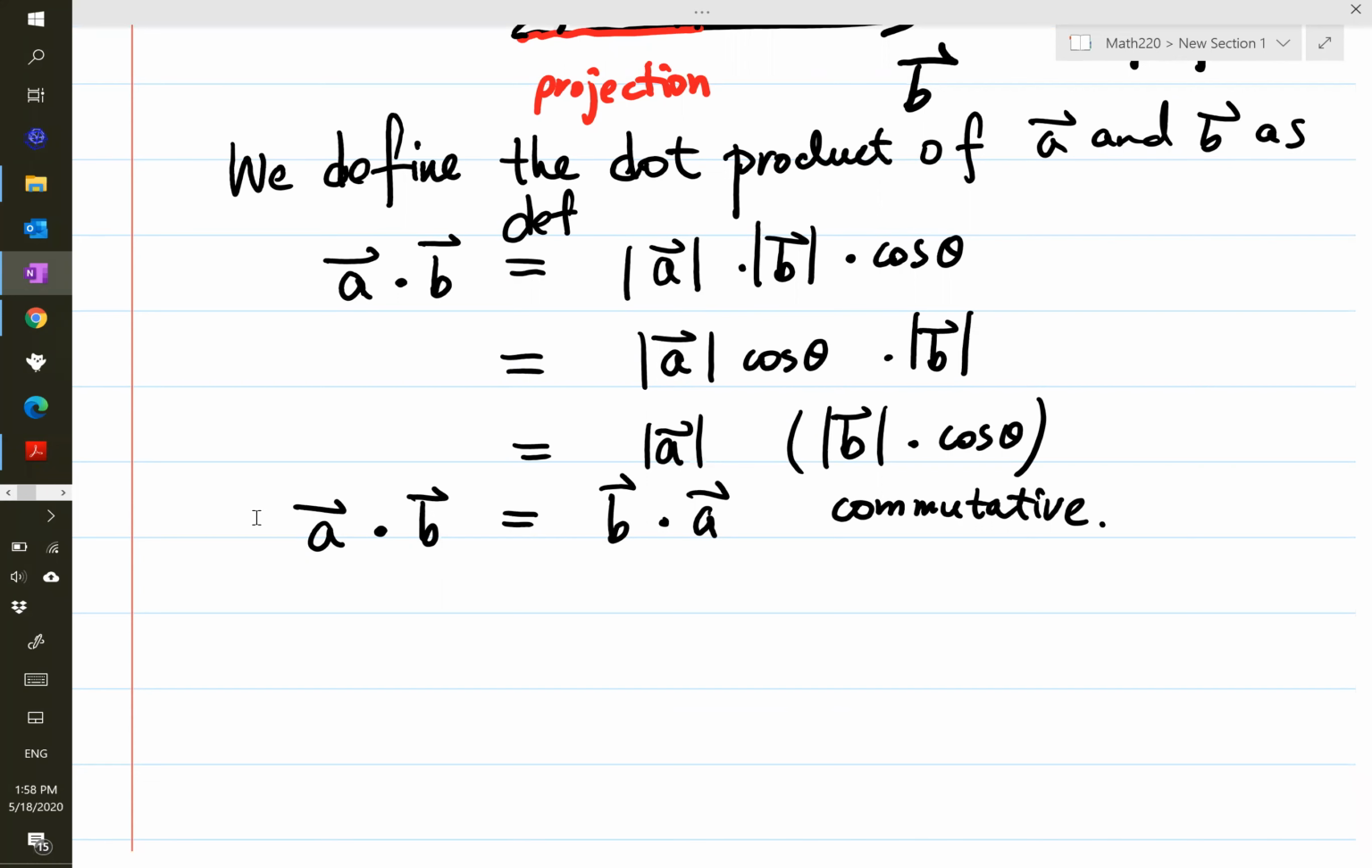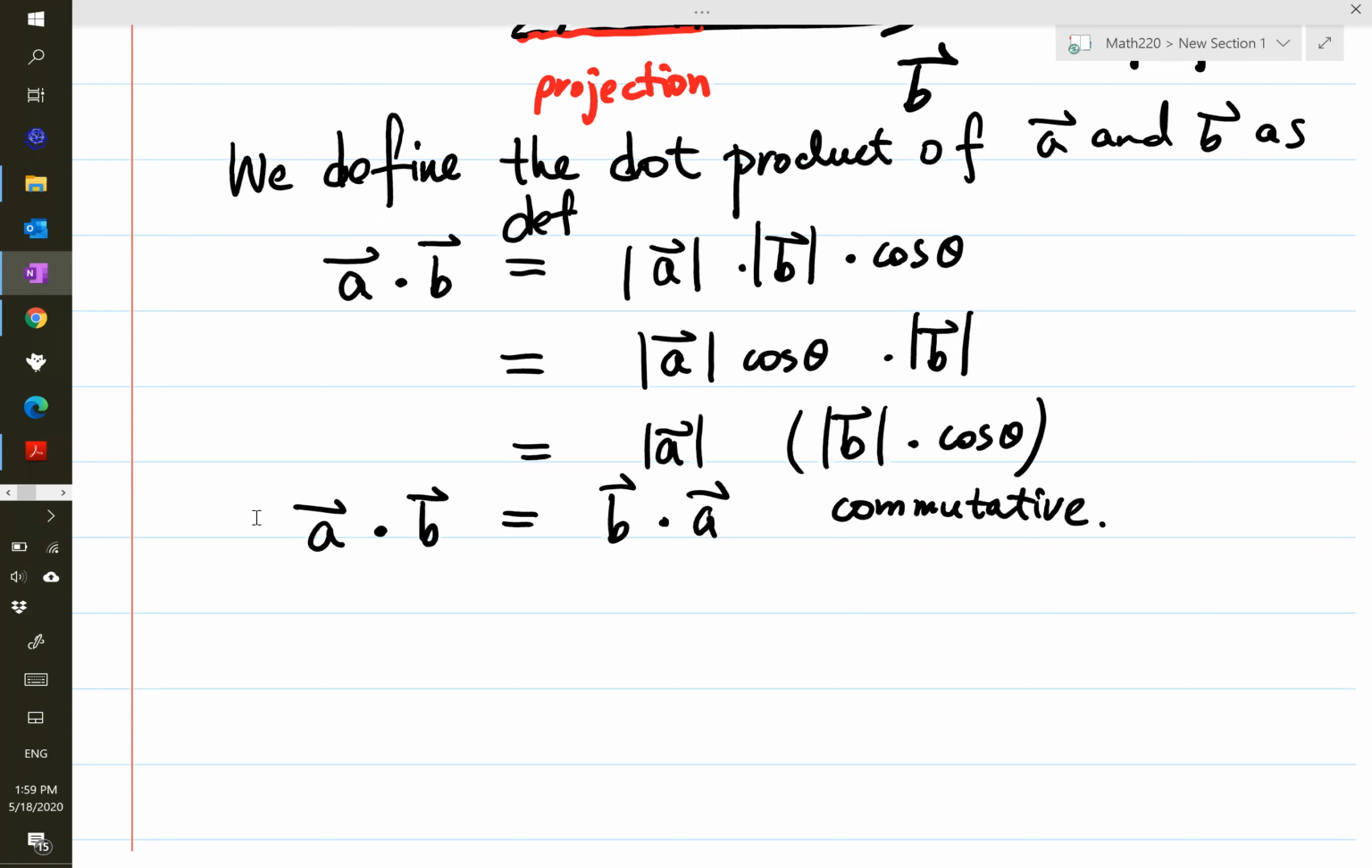By using the dot product, you see we have three quantities. We have cosine theta, which gives us angle information. We also have the norm, the distance, the length. So the dot product is a really convenient tool to study geometry problems. Later we will give examples of how we use the dot product to solve geometric problems.